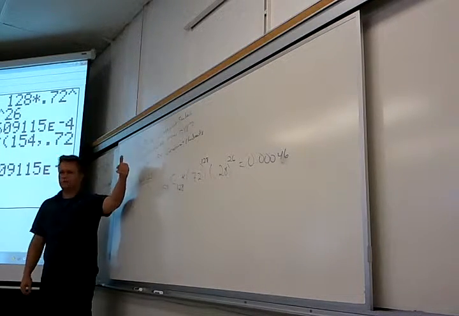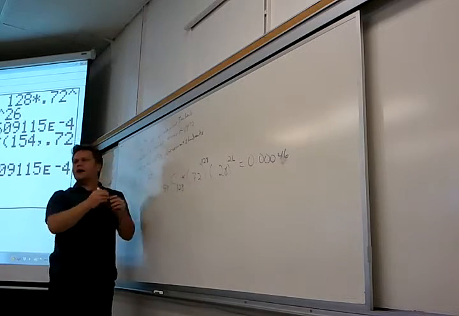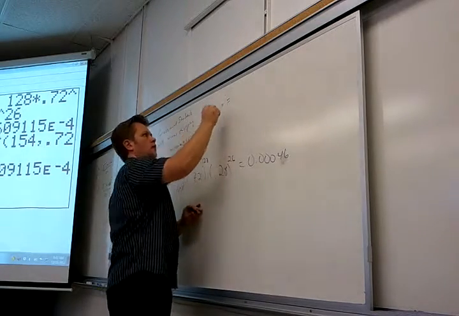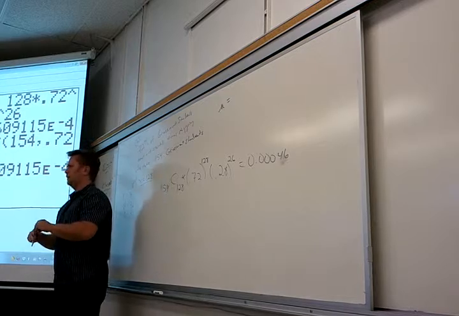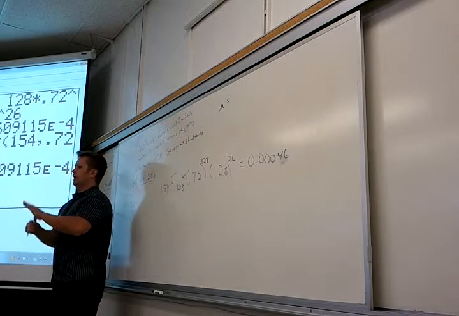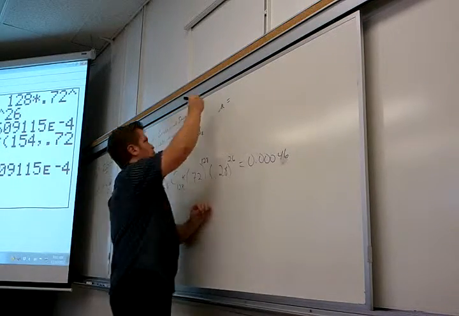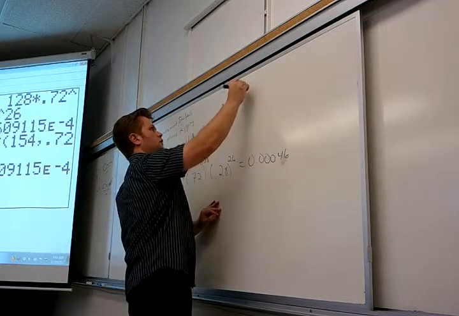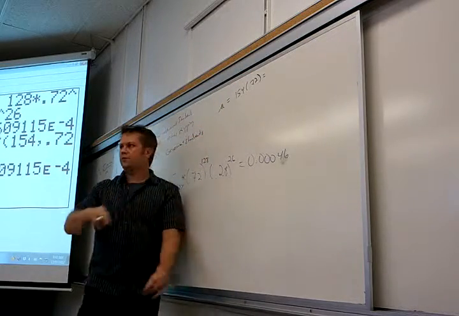What's the mean in this case? What's the expected value? What's the formula for the mean in this case? 0.72 times 154. Yeah, np. So it'll be 154 times 0.72. Somebody help me out there.